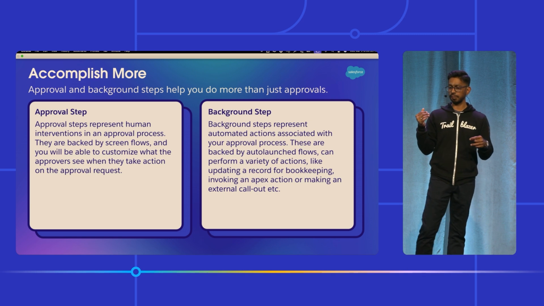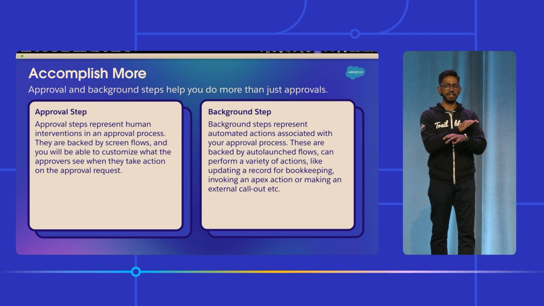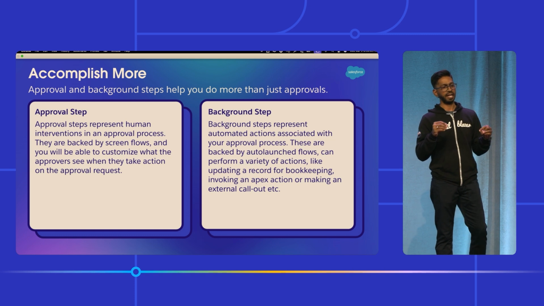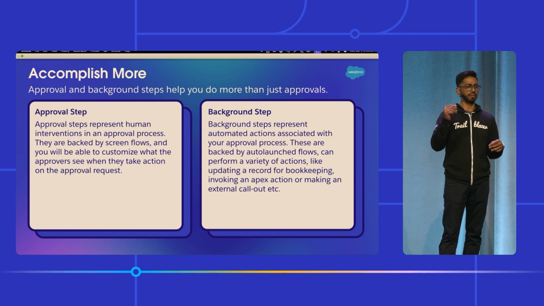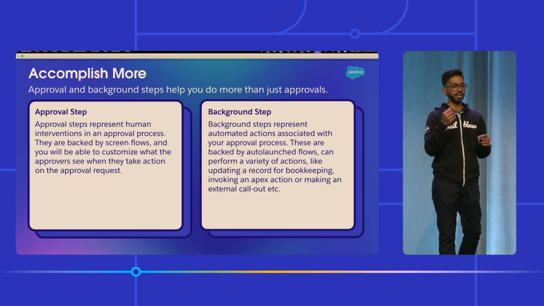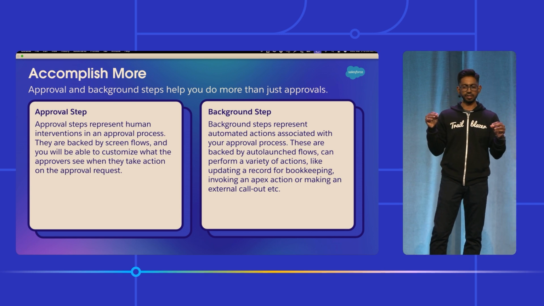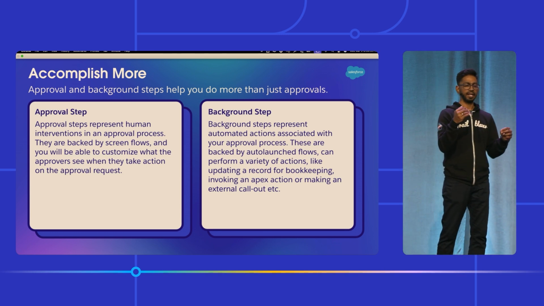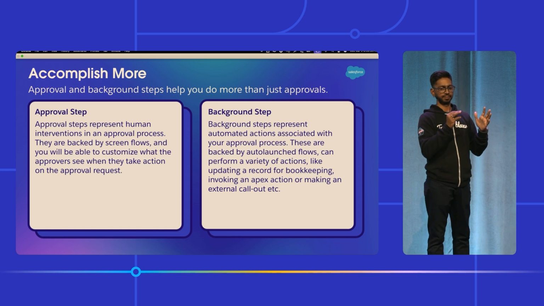A background step is even more powerful. Everything that does not require any human interaction can be a background step. It can be a call out to an external system. It can be a call out to your Apex. Everything an auto-launched flow can do, you can refer to an auto-launched flow inside of the background step, and that'll help bring everything together.